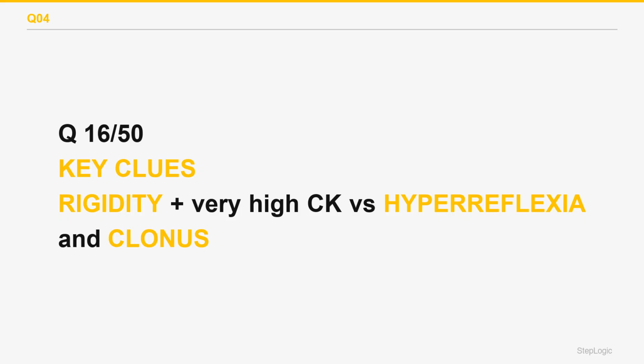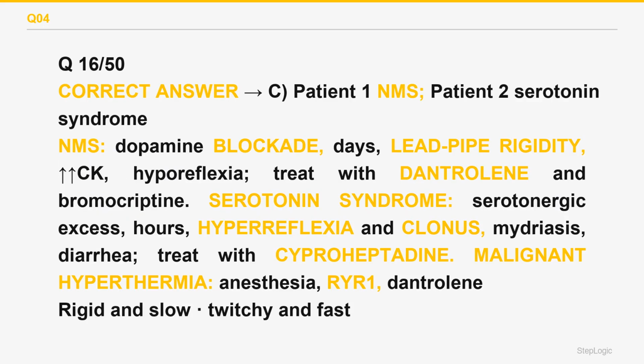Neuroleptic malignant syndrome follows dopamine antagonism. It develops over days, and its signature is lead-pipe rigidity, with massively elevated creatine kinase, fever, autonomic instability, and altered mentation. Reflexes are normal or reduced. Serotonin syndrome follows serotonergic excess. It develops over hours, and its signature is neuromuscular hyperactivity: hyperreflexia, clonus especially in the lower limbs, tremor, with agitation, diaphoresis, mydriasis, and diarrhea. Rigidity versus hyperreflexia is the discriminator, and choice A inverts it. The correct answer is C.